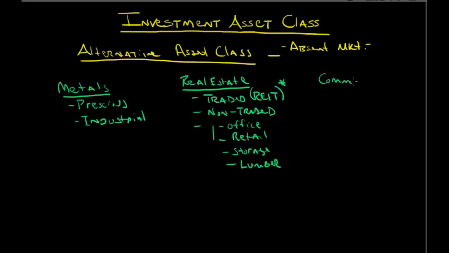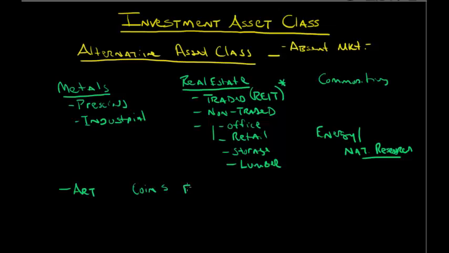You have commodities. You could go energy, natural resources. Oops, spelled that wrong. Sorry. Natural resources. Got that all jumbled up. Let's see, what else do we have here? You could go as far as like art. So you have art dealers and art brokers. You could go to coins. You could go to fine wines. You could go to stamps.